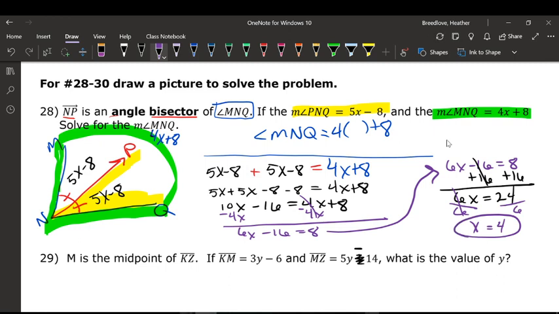Once I have that x equals 4, and I'm looking for the measure of M and Q, and I know M and Q is 4x plus 8, I can take it and plug it in where x is. Right there, 4. So the measure of M and Q equals 4 times 4 plus 8, so 16 plus 8, so that's 24.